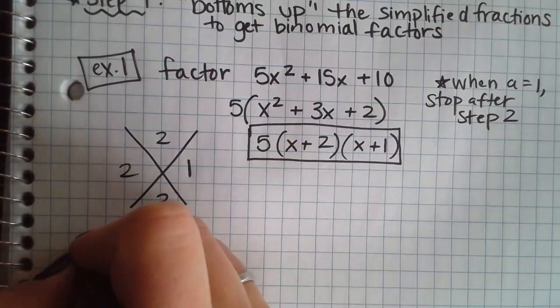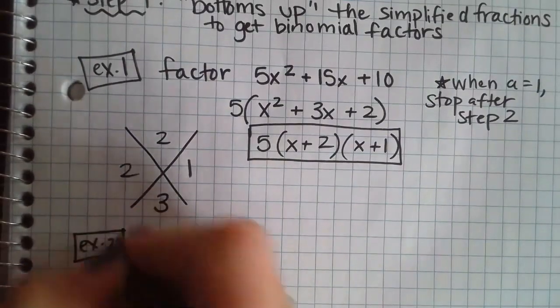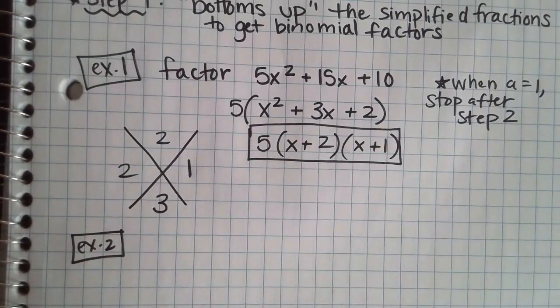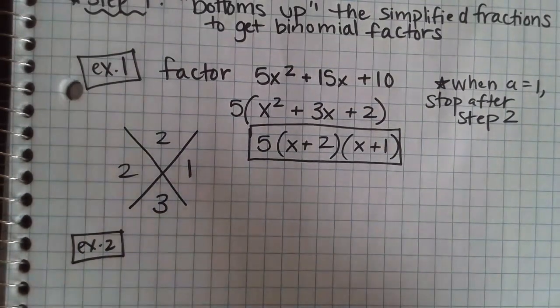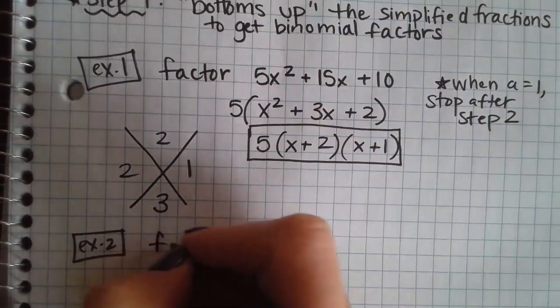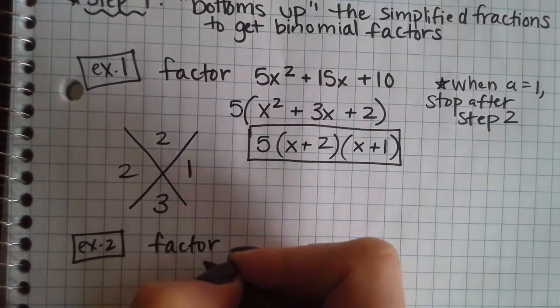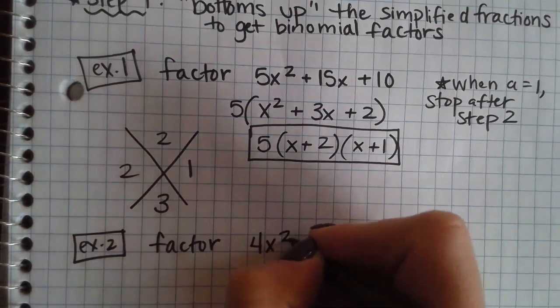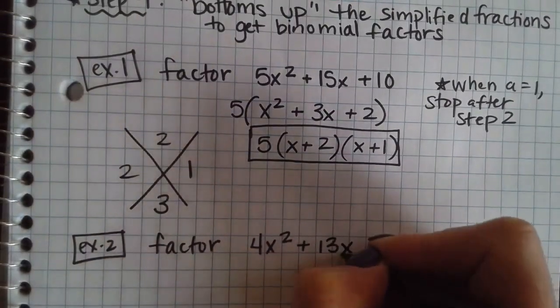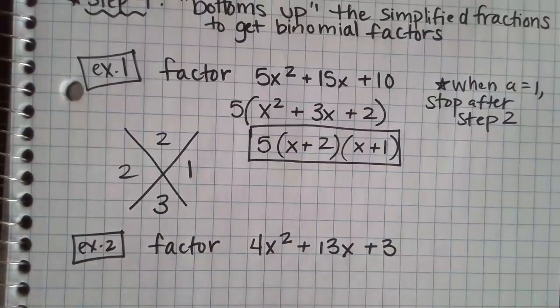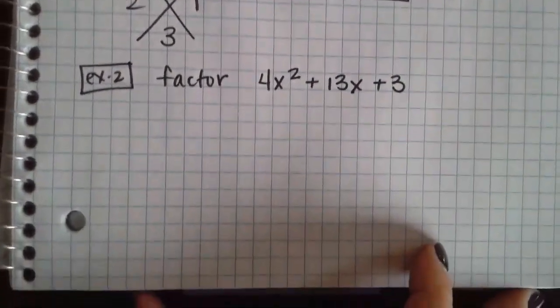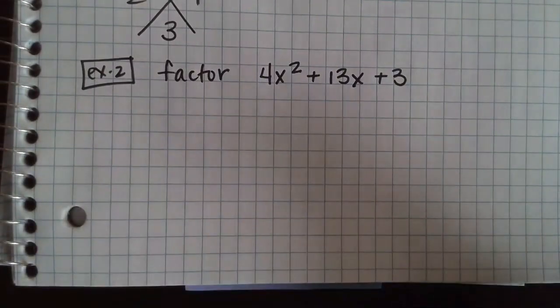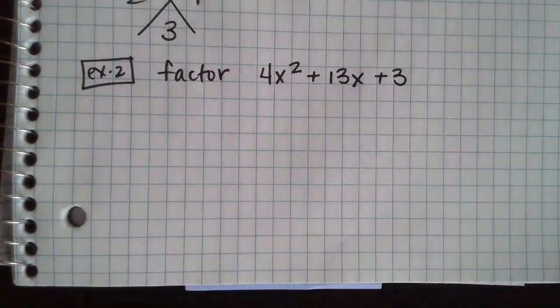Example 2. Example 2 says factor 4x squared plus 13x plus 3. What is the first thing we check for? Madeline?